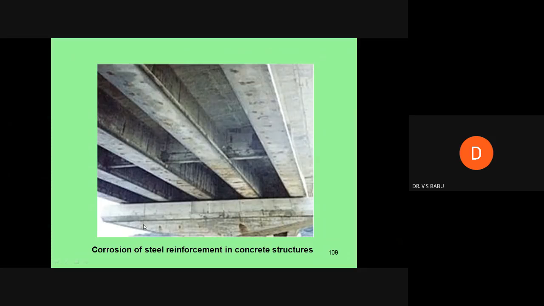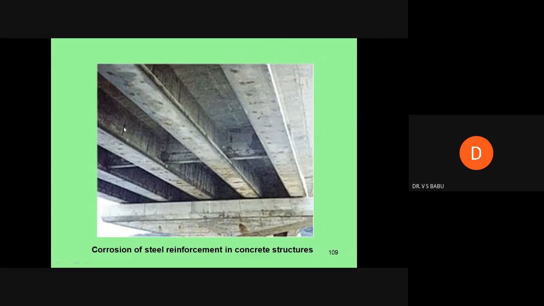Okay. Now you see corrosion of the steel reinforcement in the concrete structures. Now you see the steel bars. Now the steel bars are visible to the external eyes. What is the reason? Maybe whatever the 25 mm cover is provided, that cover has fallen down. That means the cover is removed. Then the reinforcement is exposed to the environment.